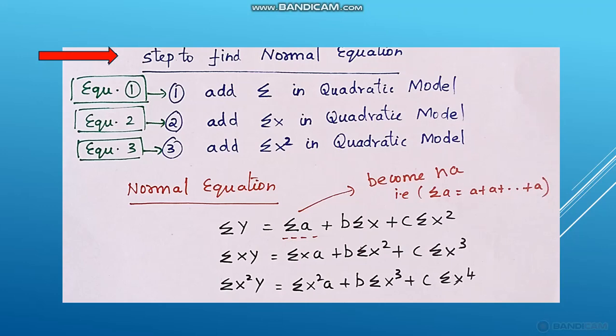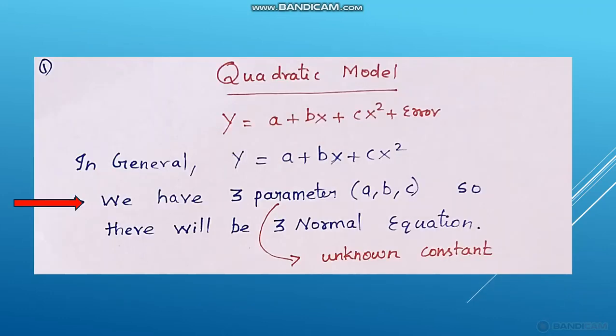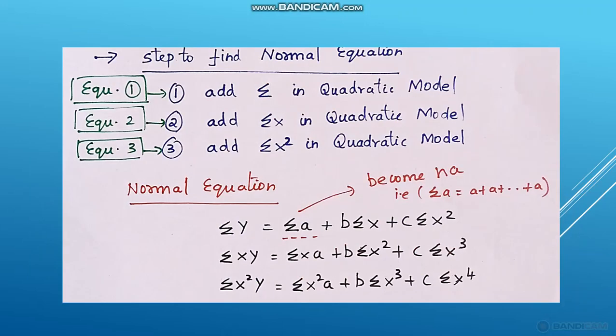So the normal equation will be like this, that is summation of y equals summation of a plus b into summation of x plus c into summation of x square. This is the normal equation. We formed these normal equations by adding summation, summation of x and summation of x squared in the model.